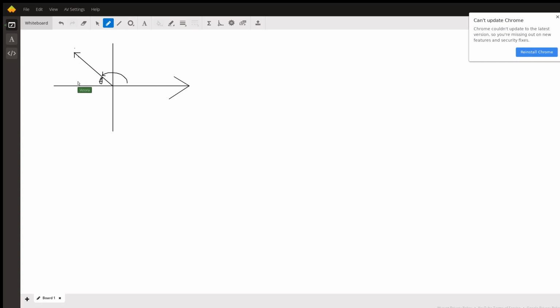with pulling this down to the x-axis and then making the other side the x-axis, if you remember back, this is considered the opposite side, and this is considered the adjacent side, and this diagonal is the hypotenuse.